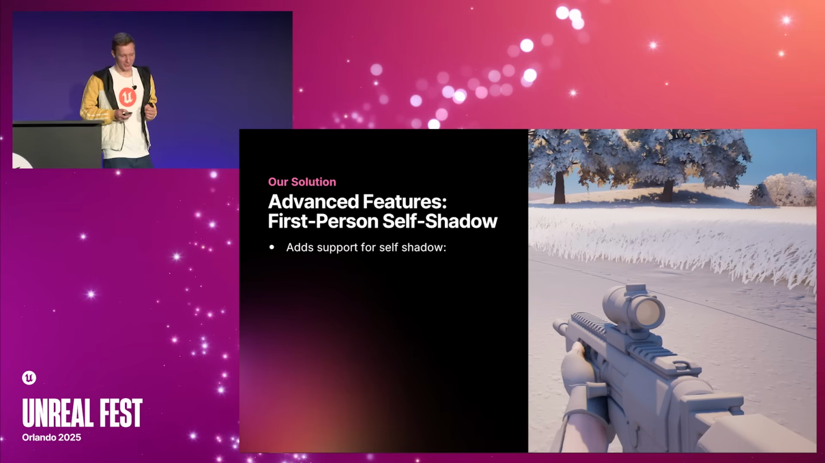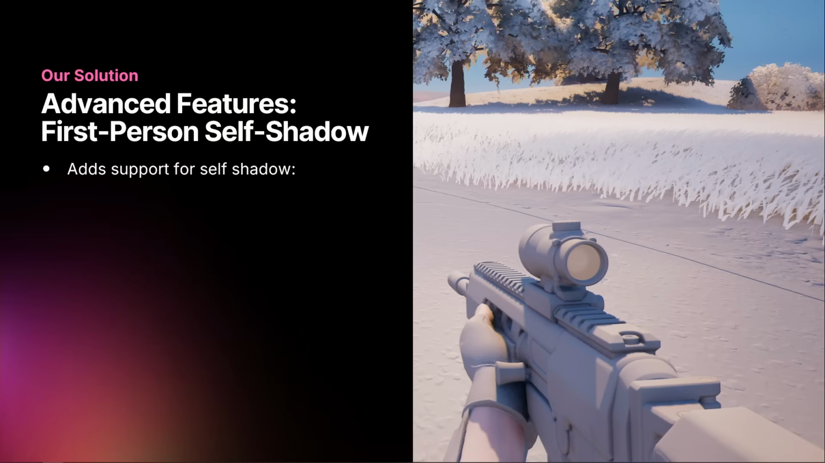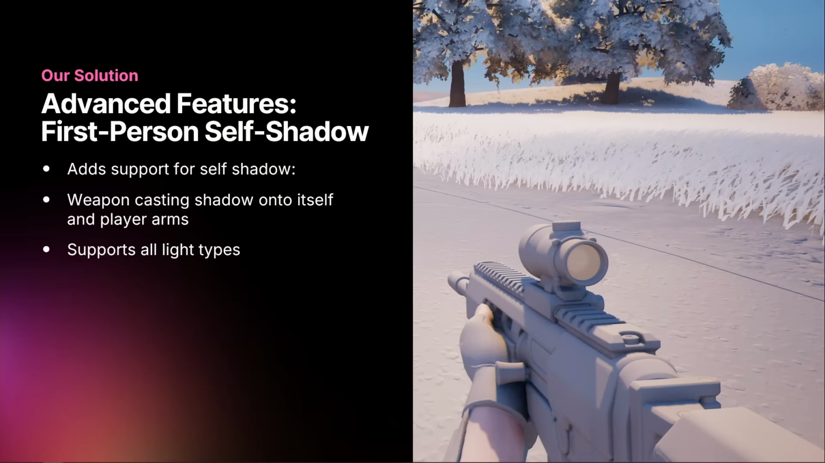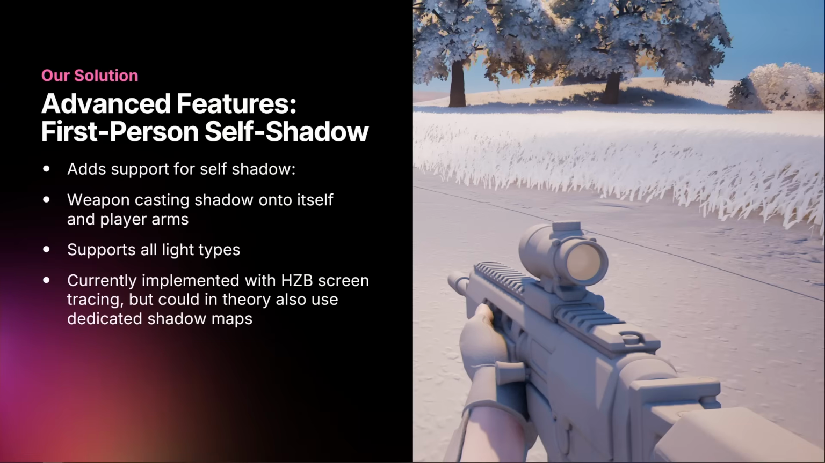Okay, first-person self-shadow. You might be wondering, wait, what, more shadow? Yes. So far we have shadow casting on the ground. We can receive shadow from the scene on our first-person geometry, but what we're still missing is the first-person geometry casting shadow onto itself. That is, for example, in this image, the scope casting shadow onto the weapon and onto the arm. Many games actually do not have this. And our solution supports all light types, and currently it is implemented with HZB screen tracing, but in theory you could also use dedicated shadow maps.